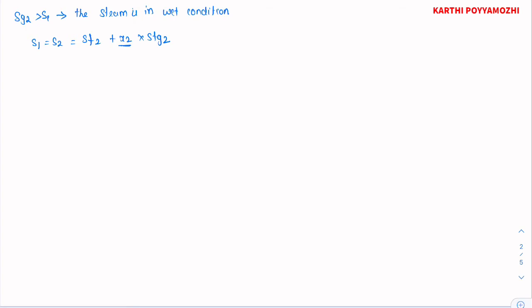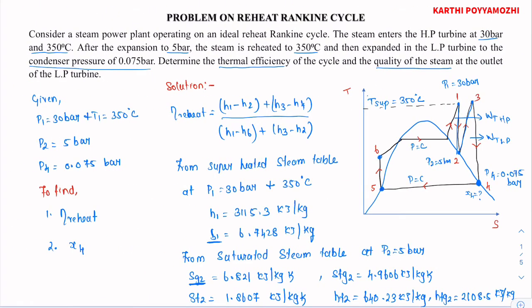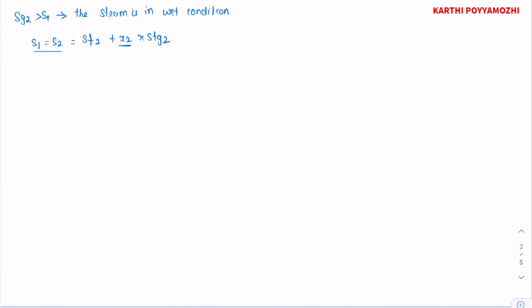S1 is equal to S2 is being written since the expansion process from the state point 1 to state point 2 is an isentropic expansion process. That is, from 1 to 2 the expansion is isentropic, so S1 is equal to S2. We have the value of S1 equal to 6.7428, therefore it can be equated to S2 in order to find the dryness fraction X2.